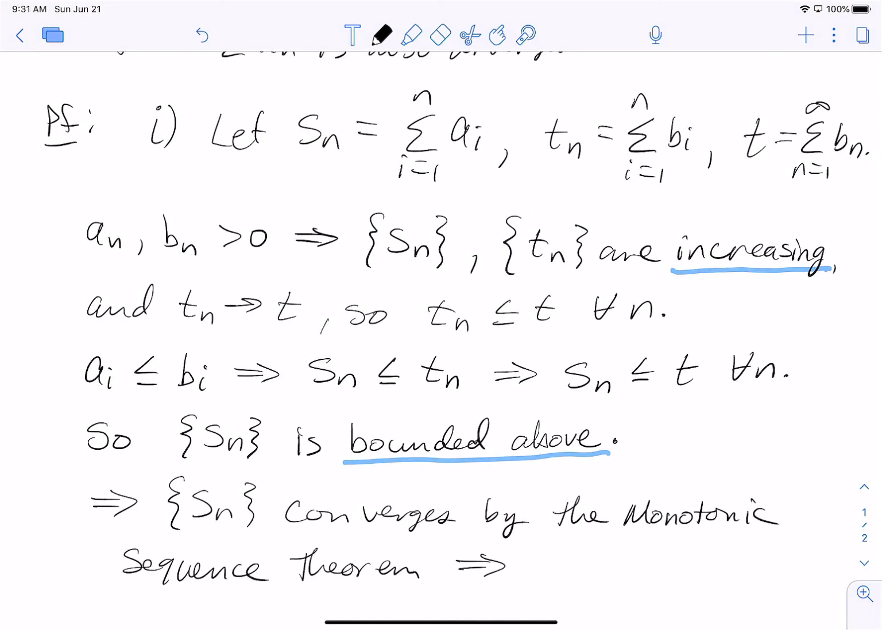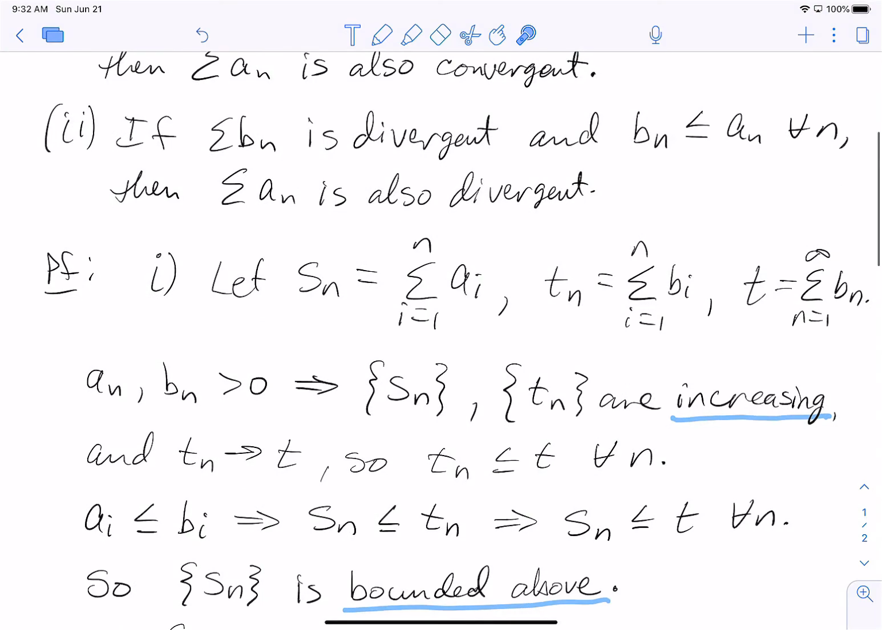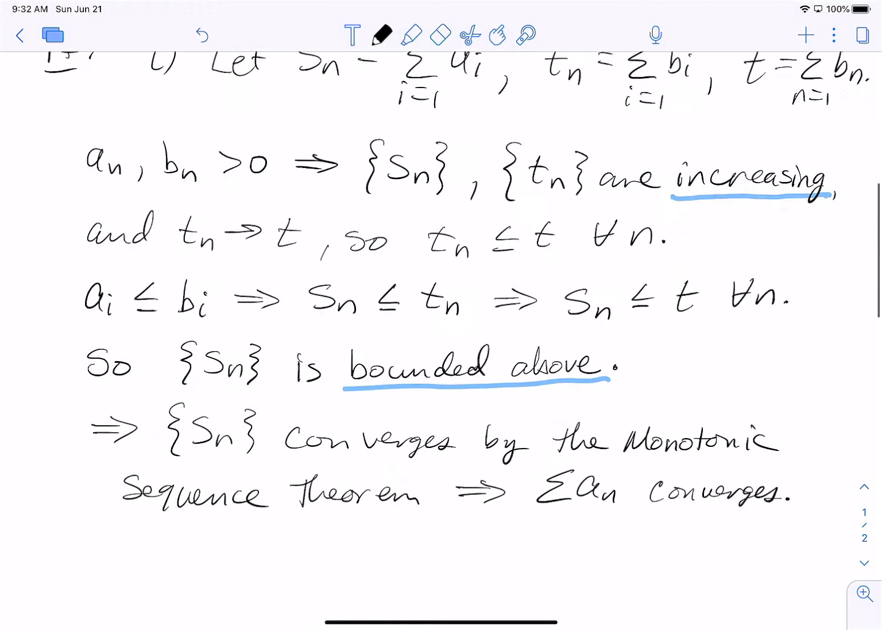That means that the series sigma a sub n converges. Here we started with a statement that sigma b sub n as n goes from 1 to infinity was equal to t, which implied that it converges, and then we ended with a statement that sigma a sub n converges, and that's what we needed. Part two of this was a statement about divergence, and we're going to go to that one now.